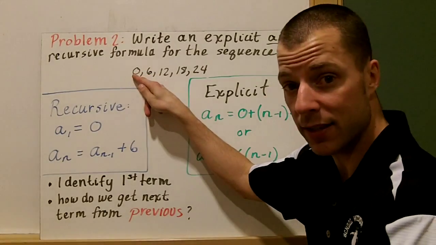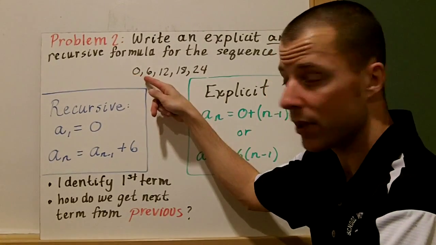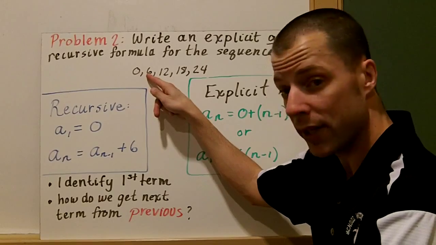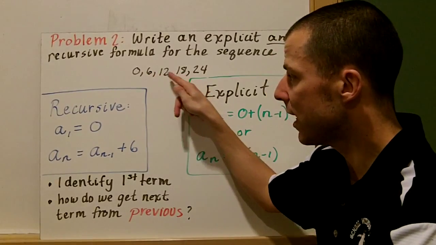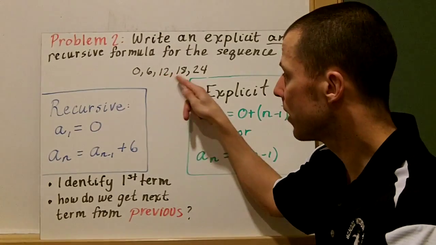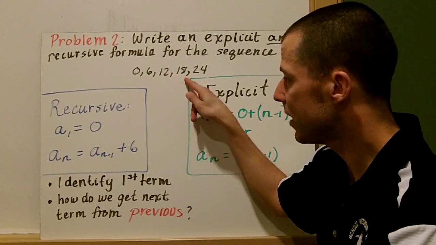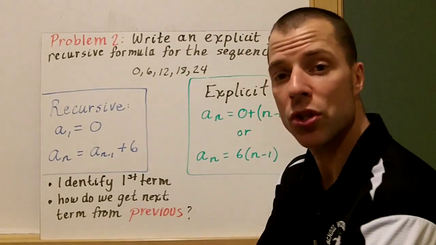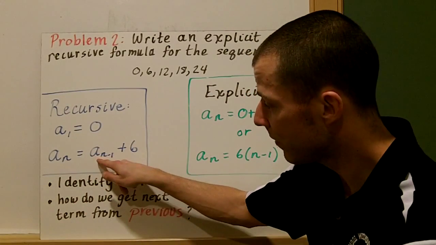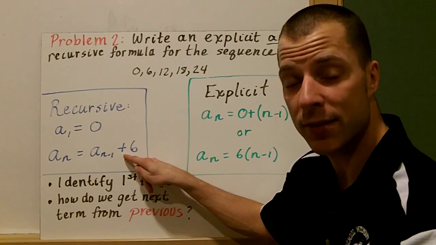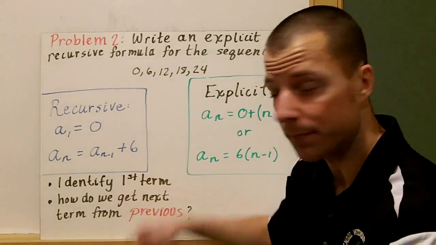Well, I could add 6. You can't multiply by 6, you'd get 0 here. So if I add 6 here, great, that works. To get 12, I add 6 to 6. To get 18, I add 6 to 12. So you can see that the common difference here is going to be 6. So recursively, to get the next term, I take the previous term and add 6. So that's my rule, that's my equation.